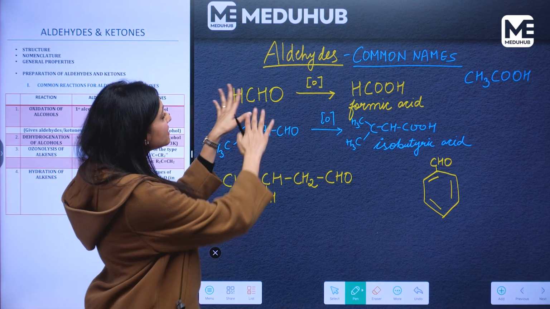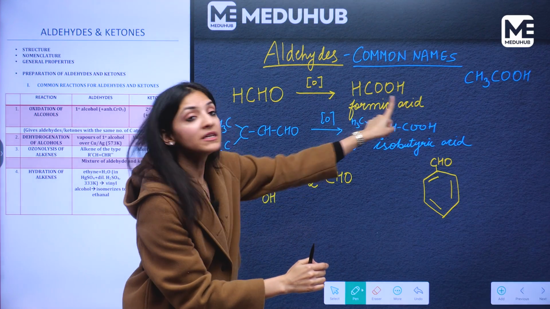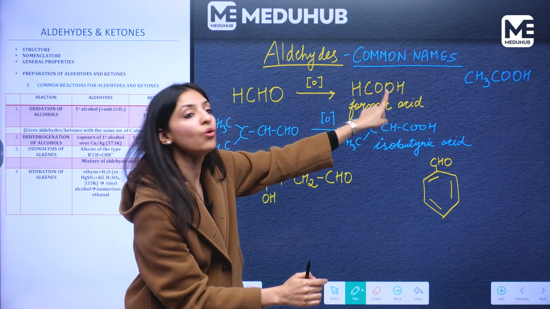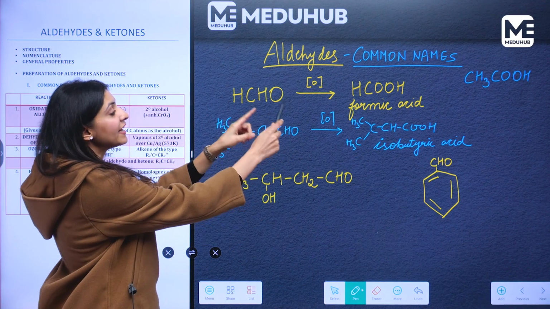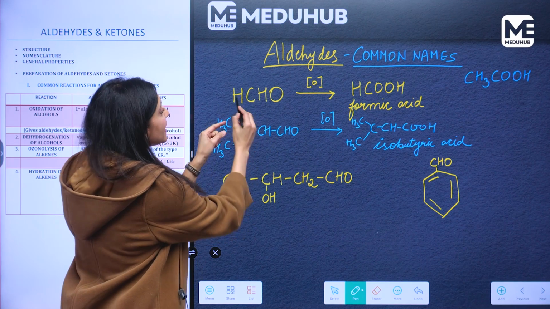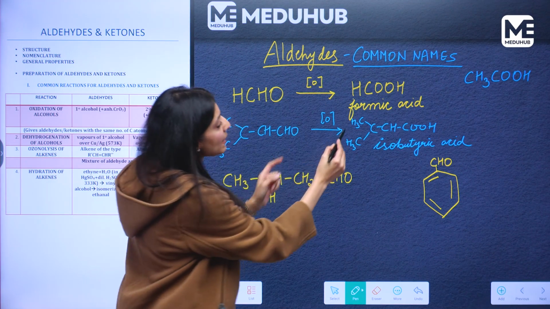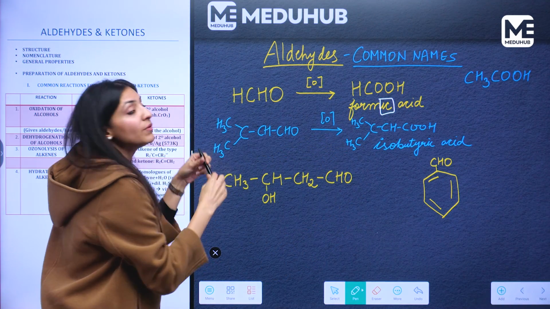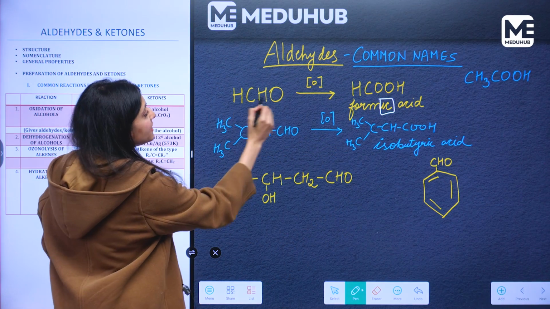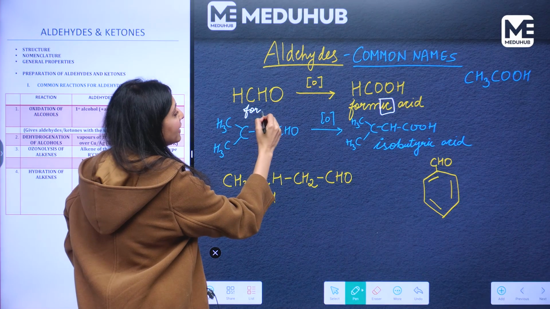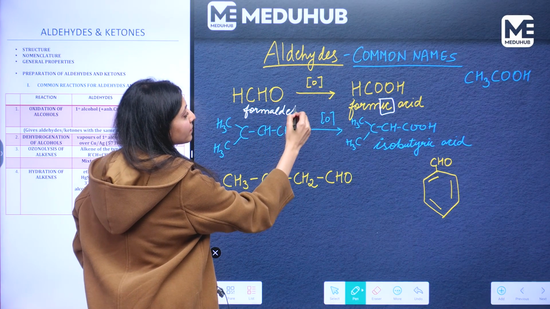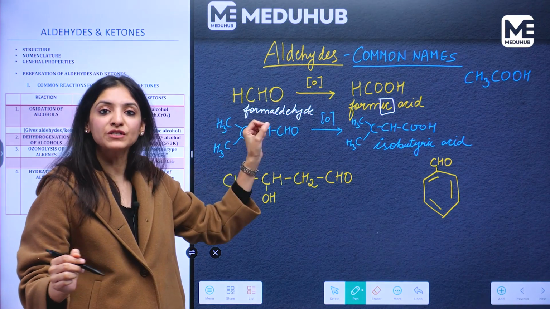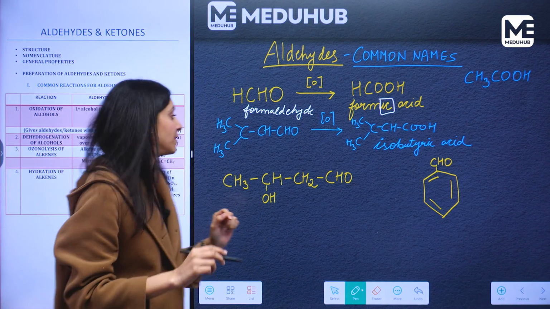So take this example here. The common name of this carboxylic acid which contains one carbon atom is formic acid, HCOOH. Now the aldehyde from which it is derived is HCHO. So what happens? We drop the ic of the formic acid and we add aldehyde to it. So HCHO will be called formaldehyde. This will be the common name of this aldehyde, the simplest of the aldehydes, which contains one carbon atom.